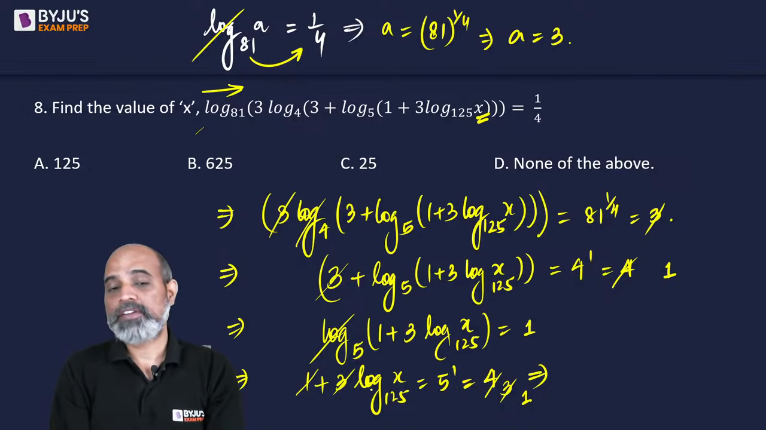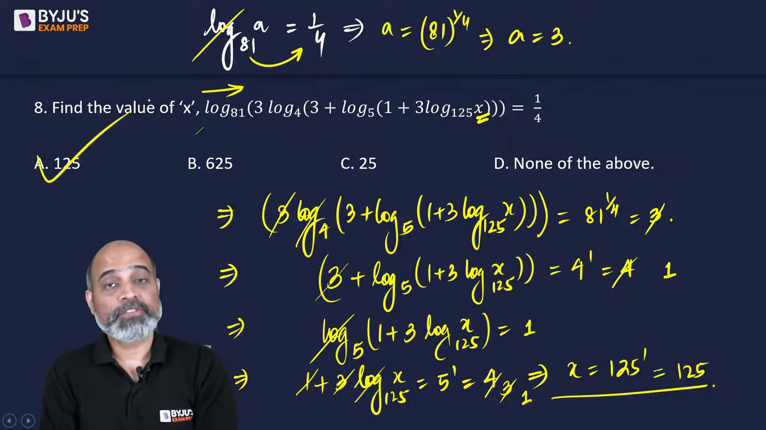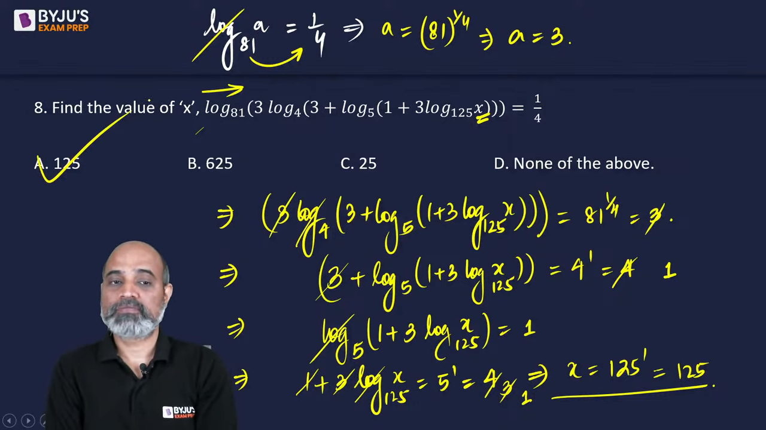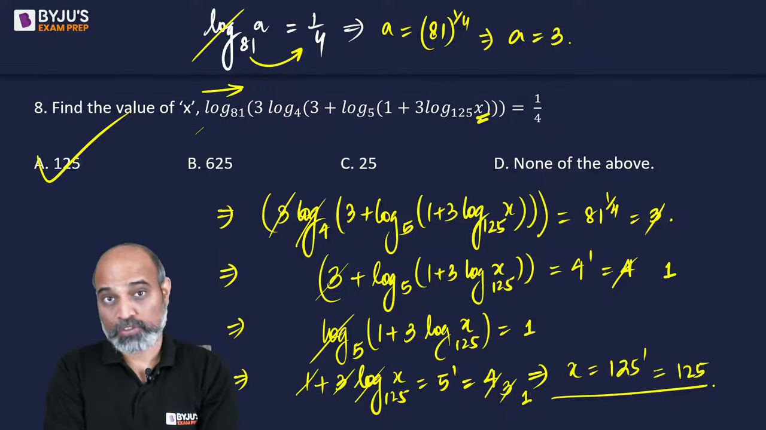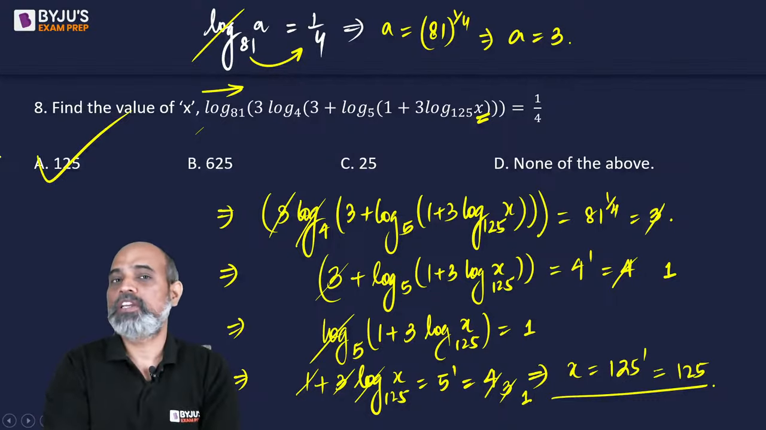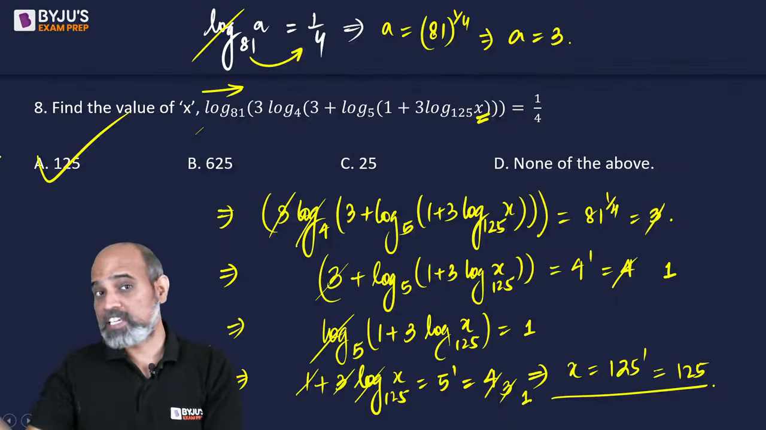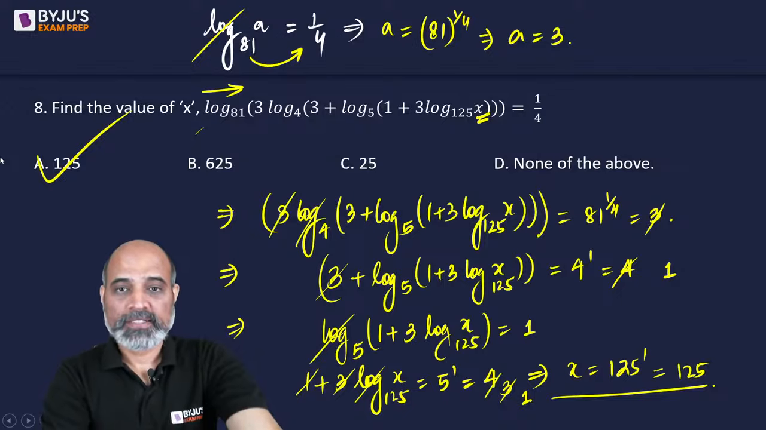Now again, when we remove log, we will have x is equal to 125 to the power 1, which is 125. So the value of x that we get is 125, the very first option. So had we actually put 125 here in place of x and then solved the left hand side, it will eventually become a value which is going to be your right hand side, which is 1 by 4. Right? Okay.